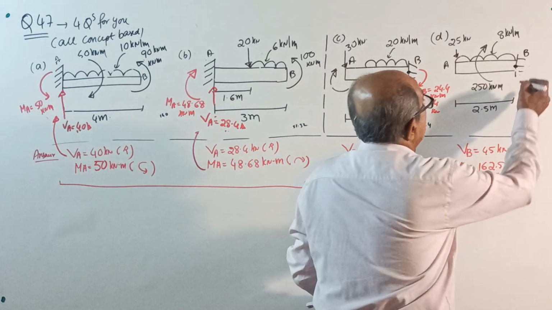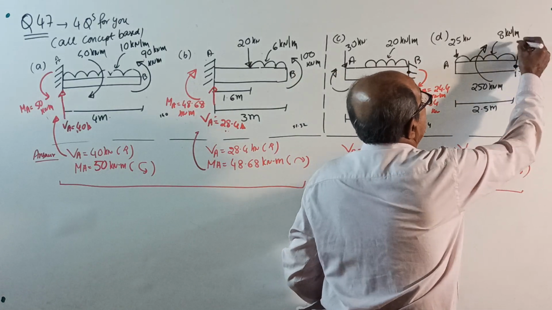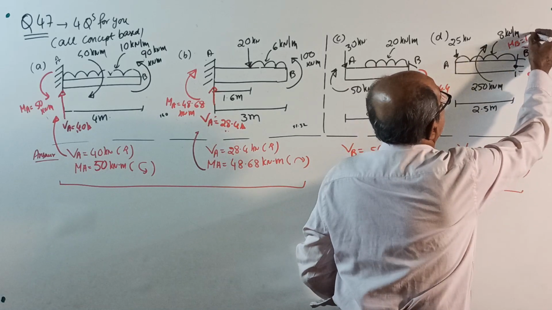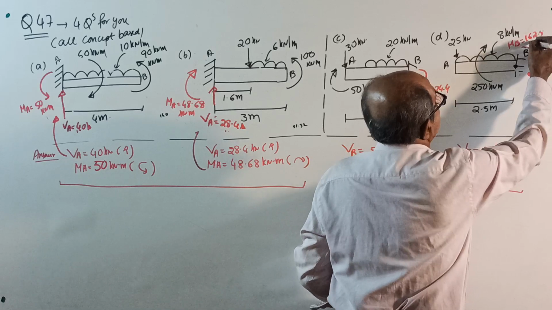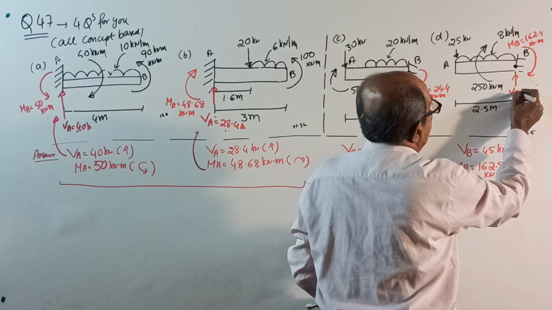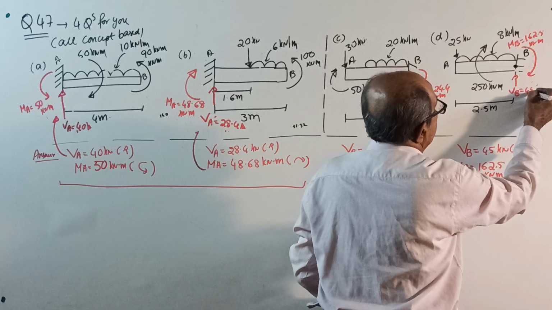So reacting moment MB, final answer, your MB equal to 162.5 kilonewton meter. And your VB, as usual, equal to 45 kilonewton.